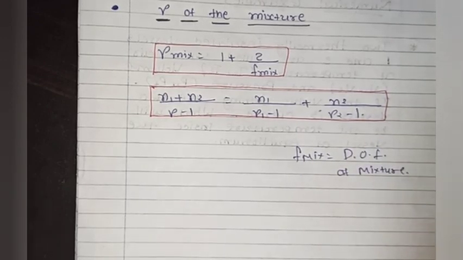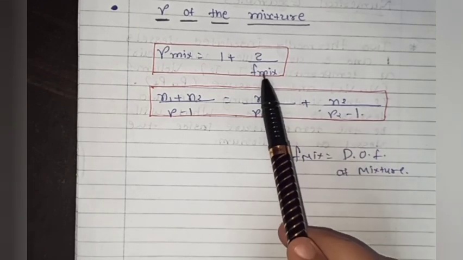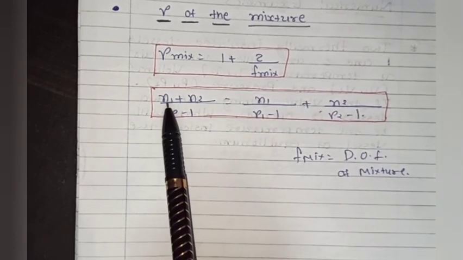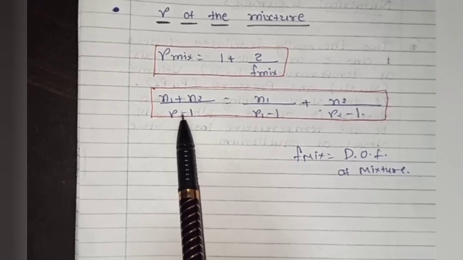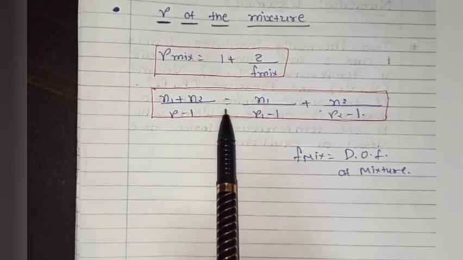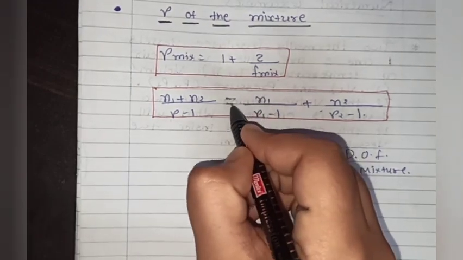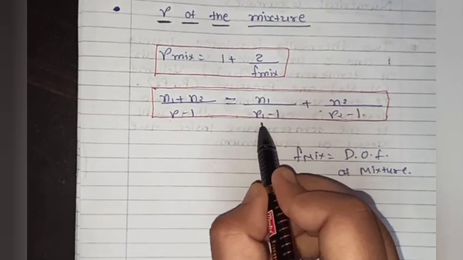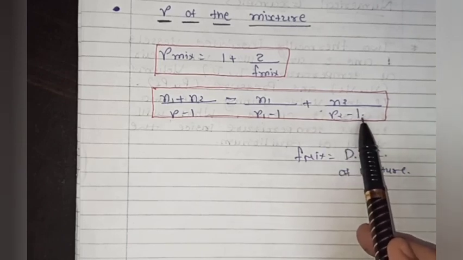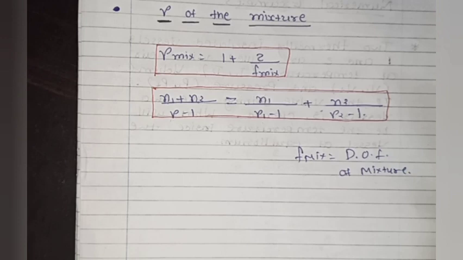Or else, if we know the moles and we don't want to find the degree of freedom of the mixture, we can use this formula, that is (N1 plus N2) upon (gamma of mixture minus 1) is equal to N1 divided by (gamma1 minus 1) plus N2 divided by (gamma2 minus 1). So these will be important formulas. Now let us see some numericals.